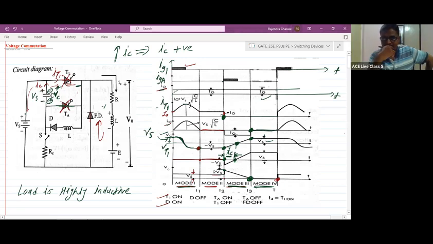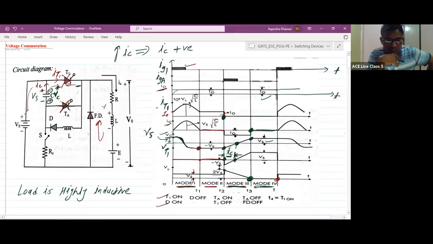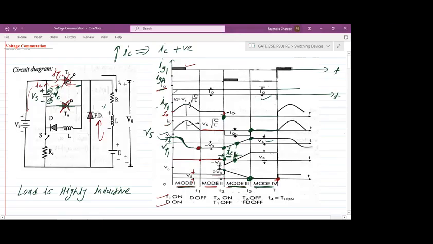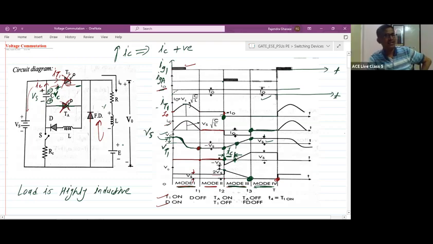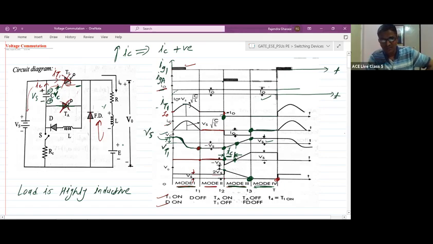Sir, what is the use of the E in place of the load terminal? When do we use the E? The battery is there, EMF is there. The thing is, your RLE load means your motor load, a DC motor. In that case, whatever the back EMF is, that back EMF will be indicated with this E.